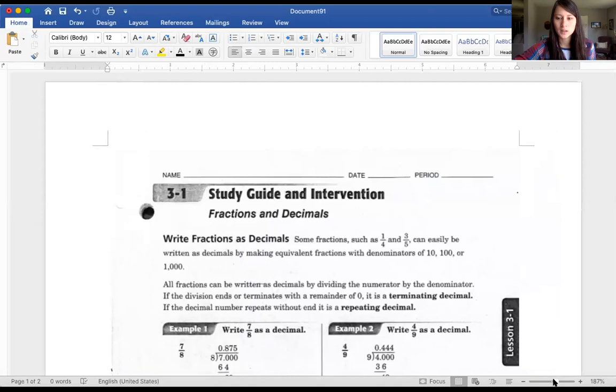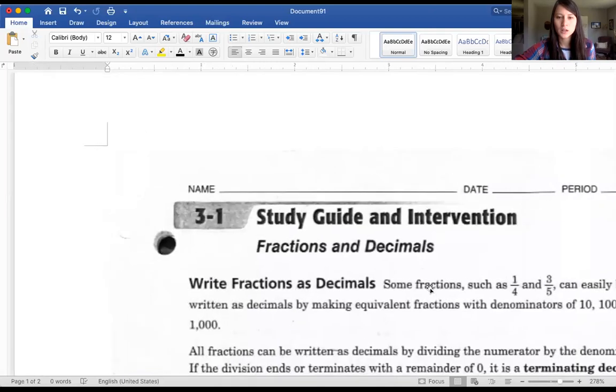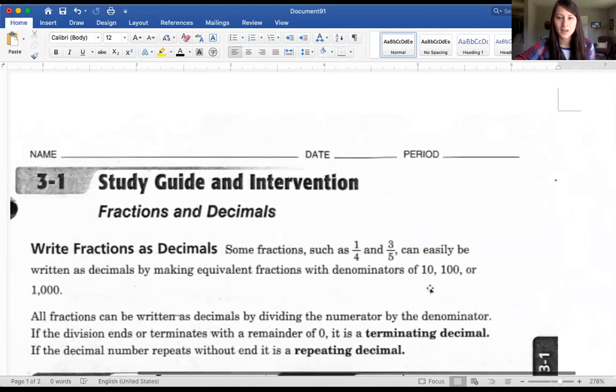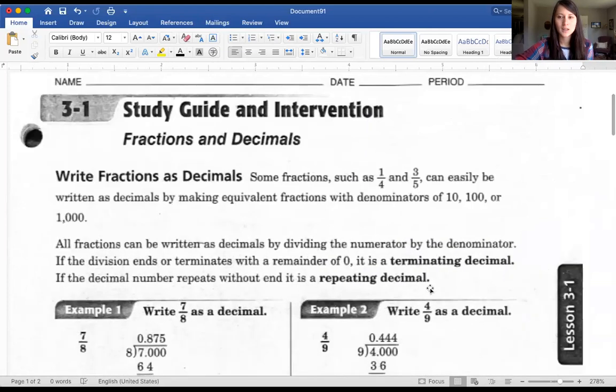So, this lesson here is over fractions and decimals. And the cool thing is, I hear you guys did this in 6th grade. So, this is kind of just a review for you.